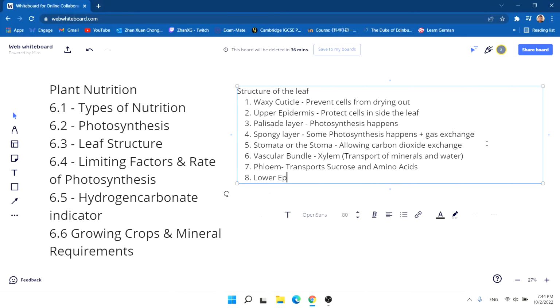Lastly, we have the lower epidermis. The lower epidermis is to protect, again, the cells inside the leaf. Same thing, they have a protective layer up and down. So phloem transports sucrose, and xylem transports minerals. And then the transport structure.